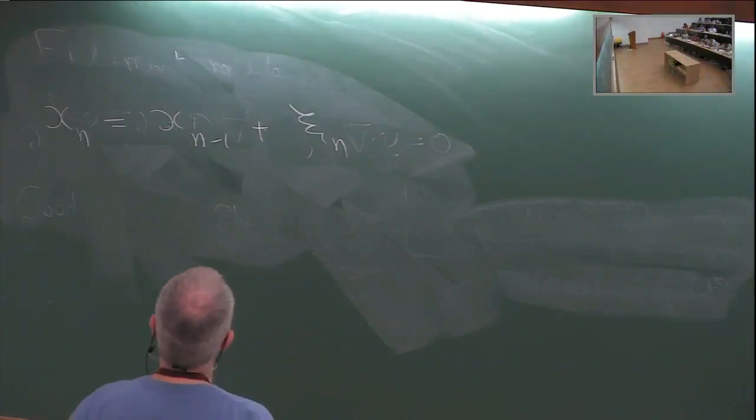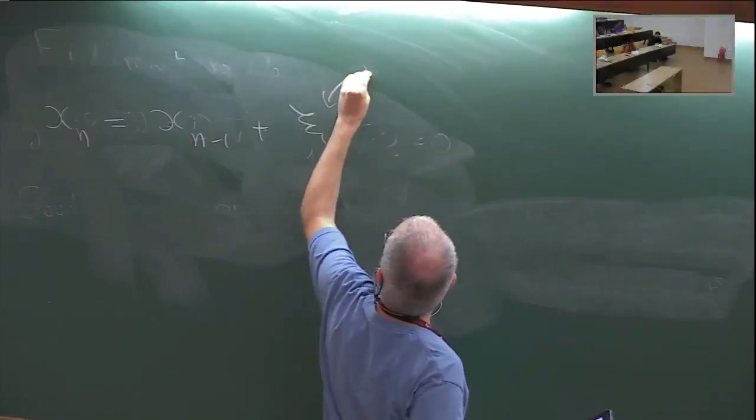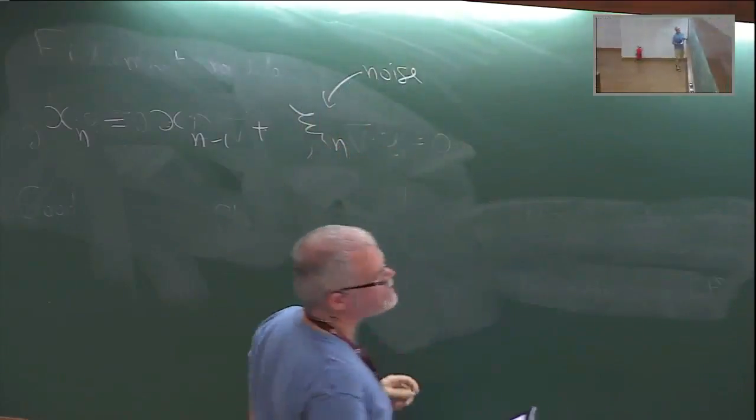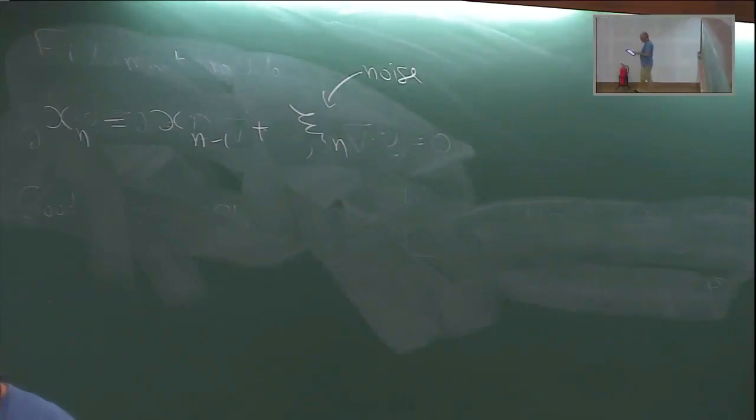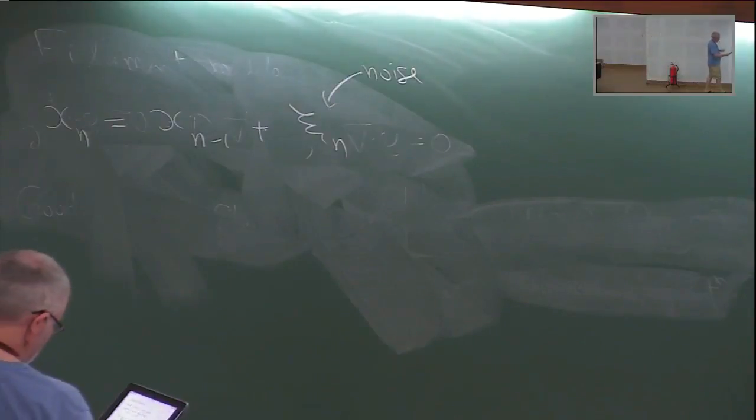I'm just saying there's a map, and the position of my particle at some step, so I'm going to discretize time here, is just wherever it was at the previous step, plus some noise term, xi. Okay, so this is going to be the noise, which will correspond to the action of my flow in some sense.